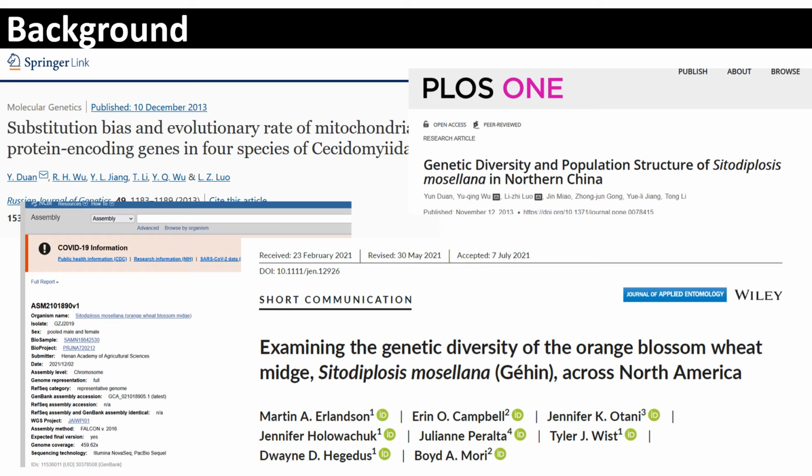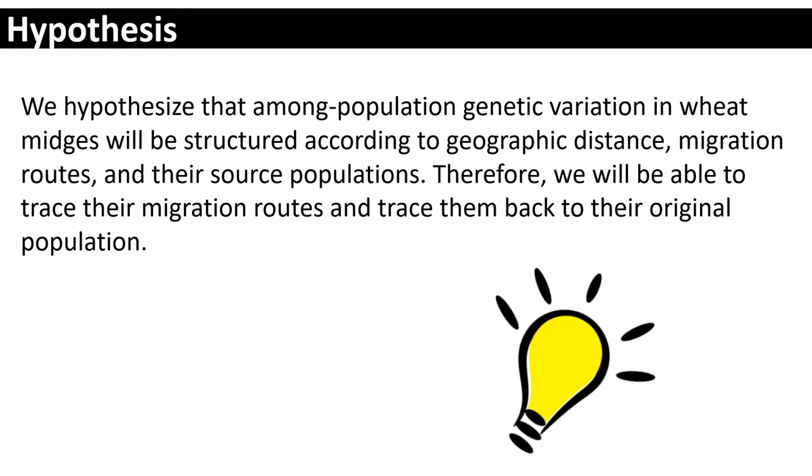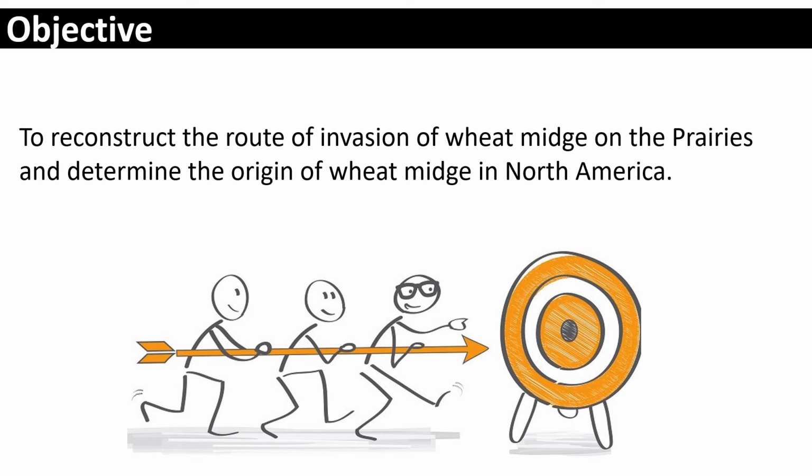So considering all this information, we developed the following hypotheses and objectives. We hypothesized that among-population genetic variation in wheat midges will be structured according to geographical distance, migration routes, and their source populations. Therefore, we will be able to trace their migration routes back to their original populations. Based on that, our objective is to reconstruct the routes of invasion of wheat midges on the prairies and to determine the origin of the wheat midges in North America.